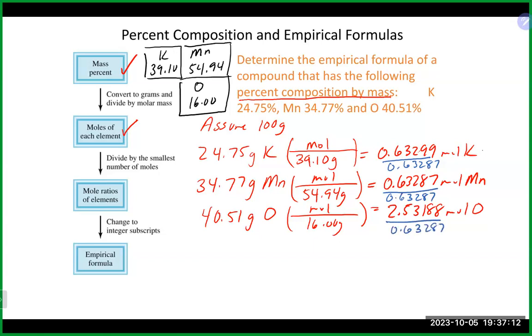When we do that for potassium, it gives us a 1. When we do it for Mn, it gives us a 1. And for our last one, it's going to give us basically a 4. 4.0006 looks close enough for 4. That essentially hit us all whole numbers in this case, which means that is going to be our empirical formula. So this would be KMnO4.